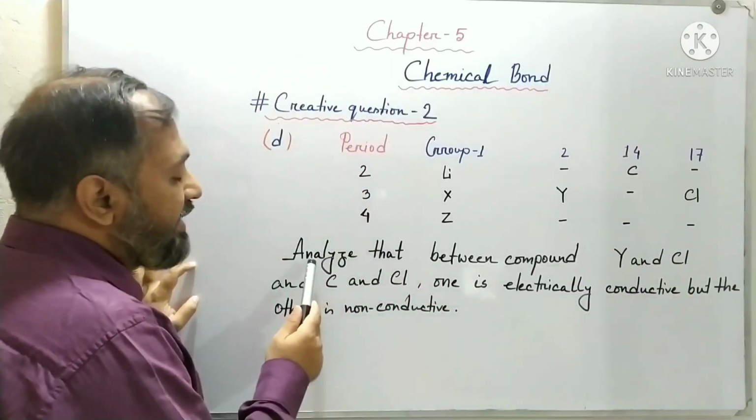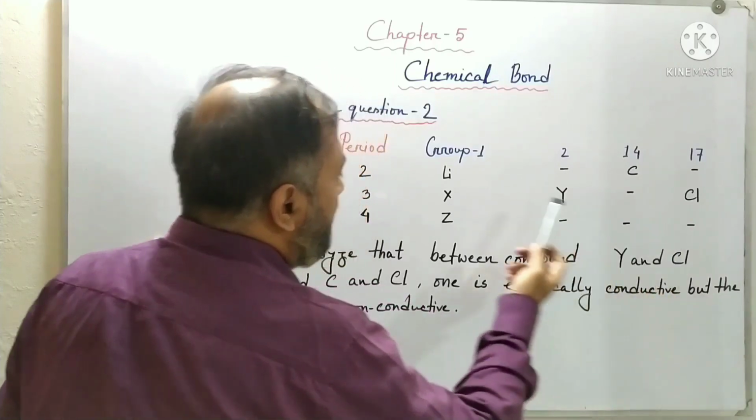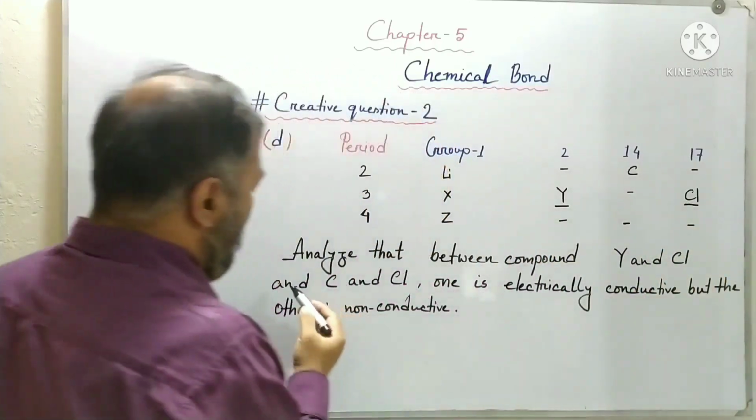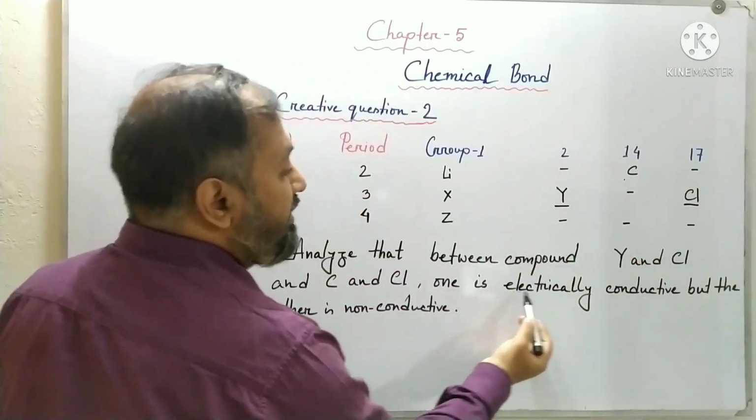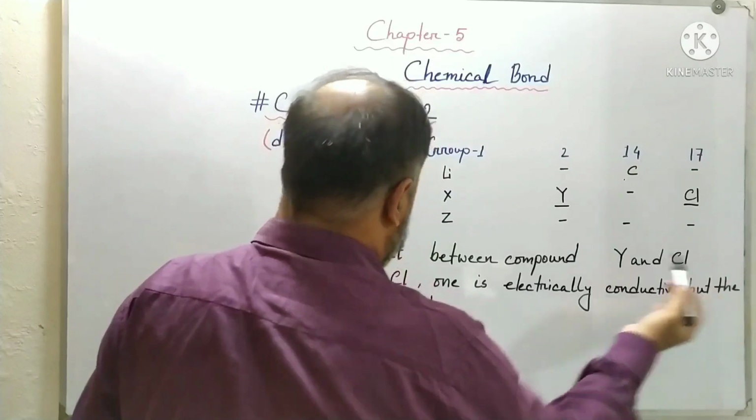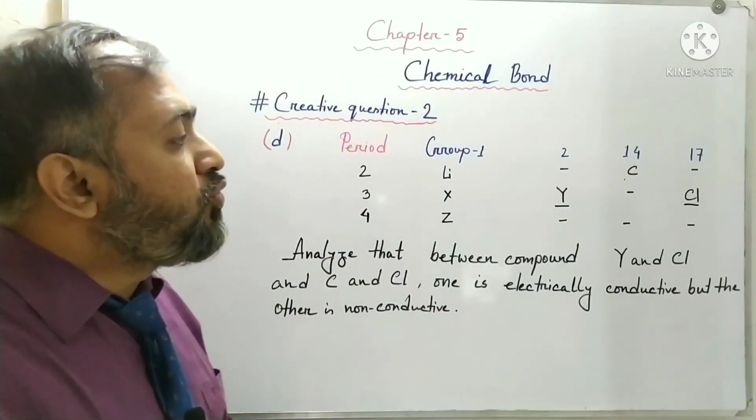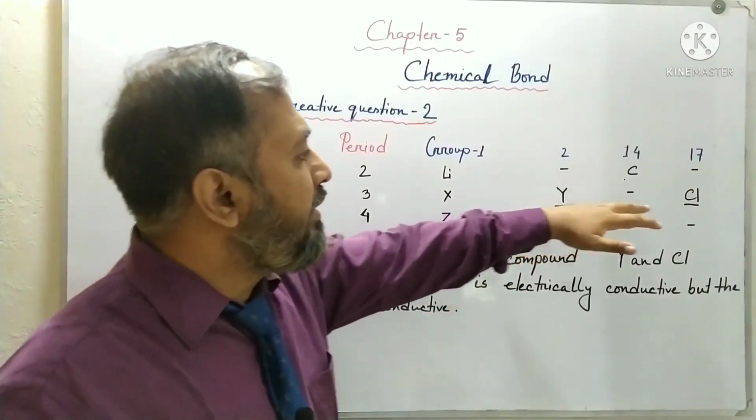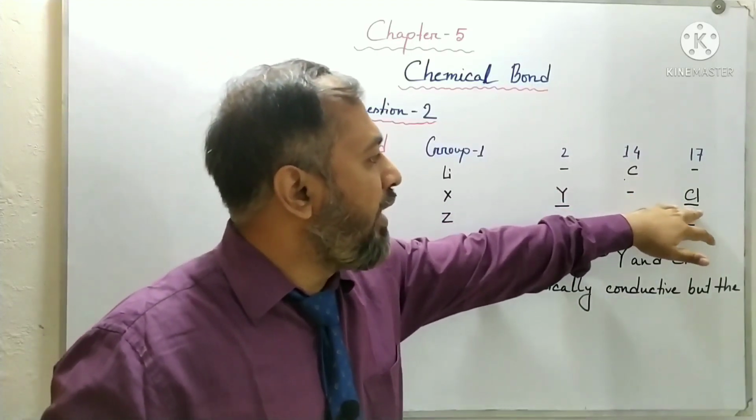Now the question is: analyze that between compound Y and Cl, that means Y and chlorine, and carbon and chlorine, one is electrically conductive but the other is non-conductive. So here two compounds are provided. First compound is YCl, and second compound is C and chlorine.